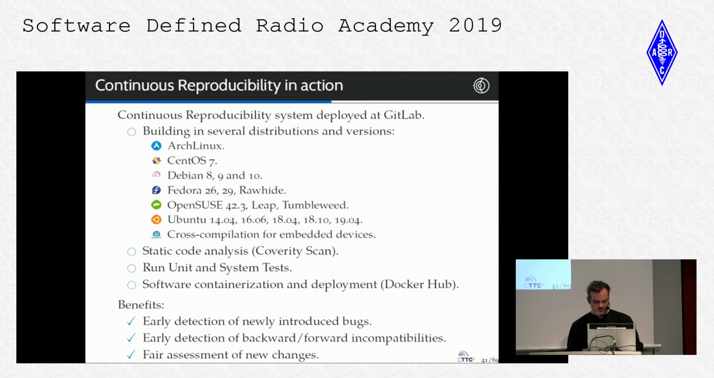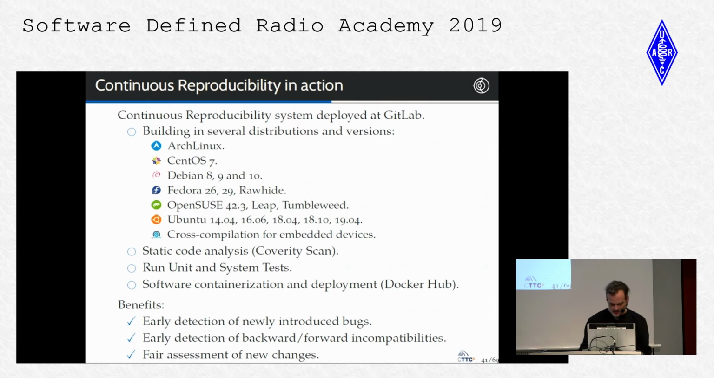So this has clear benefits: the early detection of newly introduced bugs, the early detection of backward or even forward incompatibilities. When a new version of an operating system is released, we can quickly see if our software is running there or not, and we can be fast in correcting that. And also a fair assessment of new changes. If someone is claiming that his algorithm is much better than the rest, we can just plug it there and see how it works. With the same signals, everything is the same, so it allows you to do a fair assessment of algorithms.